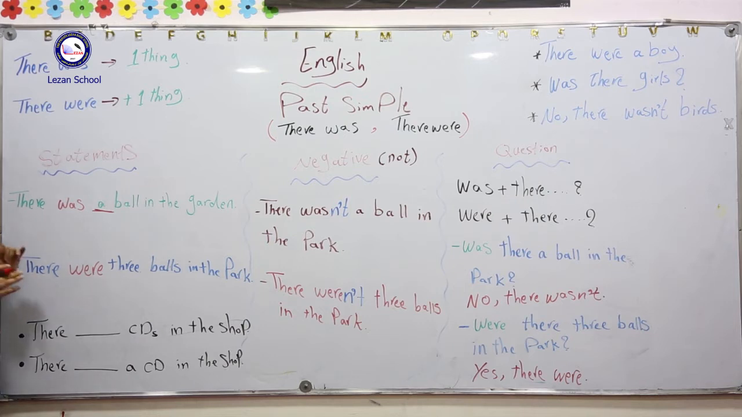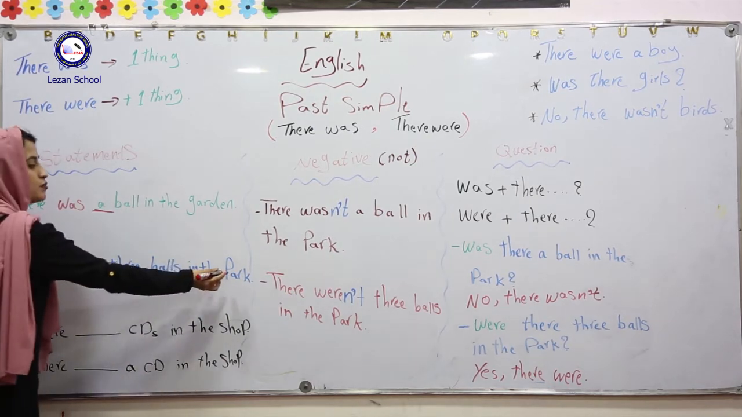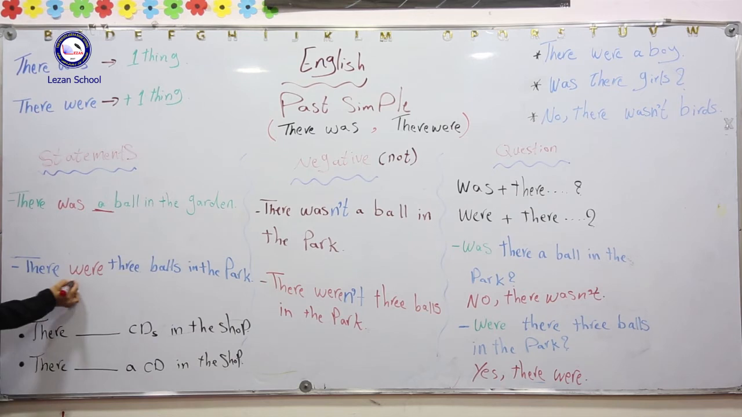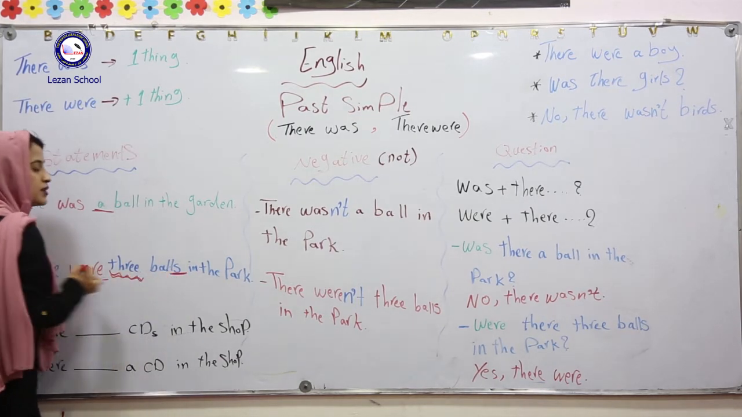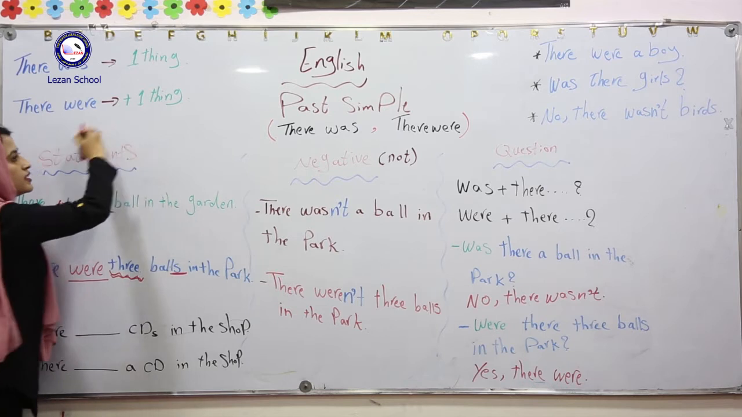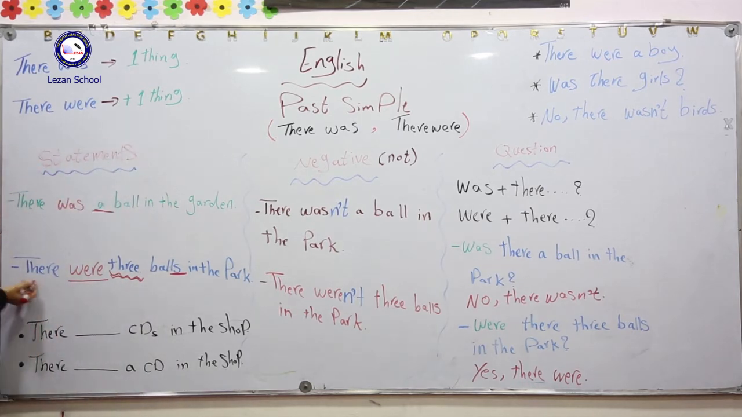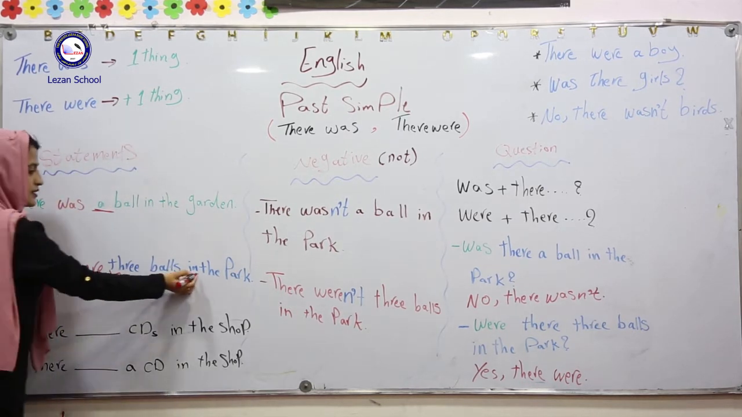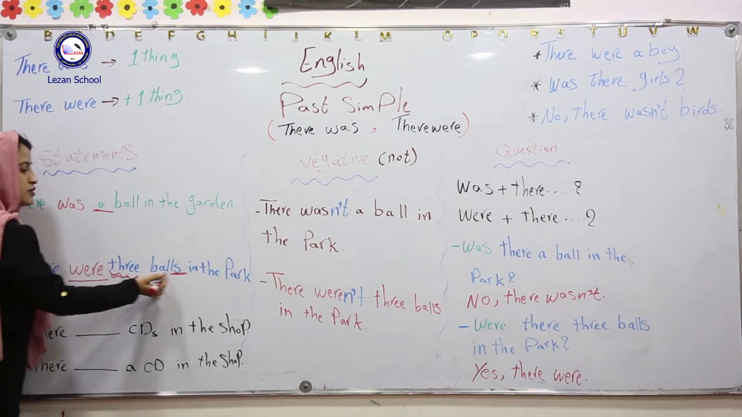Look at the second sentence. There were 3 balls in the park. Why did we use were? Why didn't we use was? Because we have 3. Besides 3, we have s plural. As I said, we use there were for more than one thing. So there were 3 balls in the park.